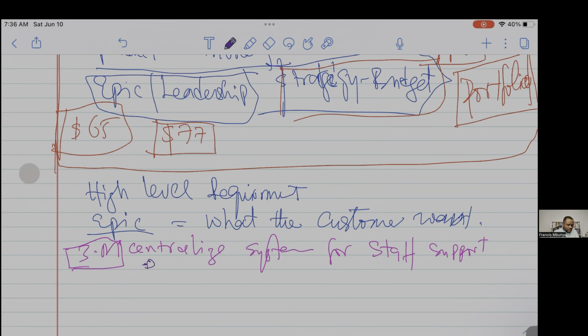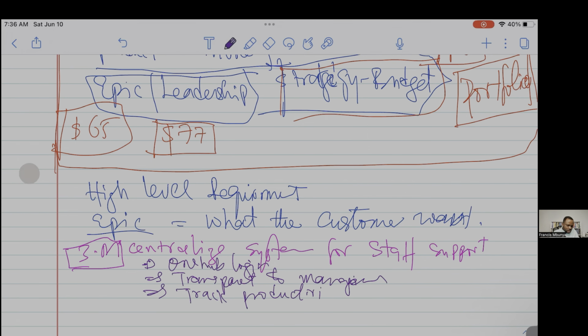We want it to be one hop login, right? So the customer is giving it. We want it to be transparent to management. All right. We want it to be able to track productivity. We want it to be able to allow for updates. All right, let's say this is what they want. Now you realize that what they want at this level, it's still very high level. But now a dollar amount is put to every one of these ideas.